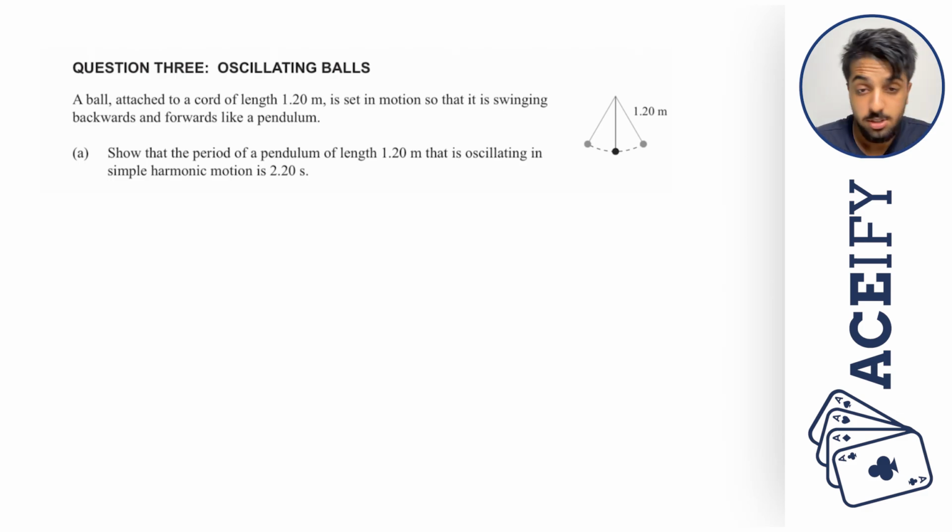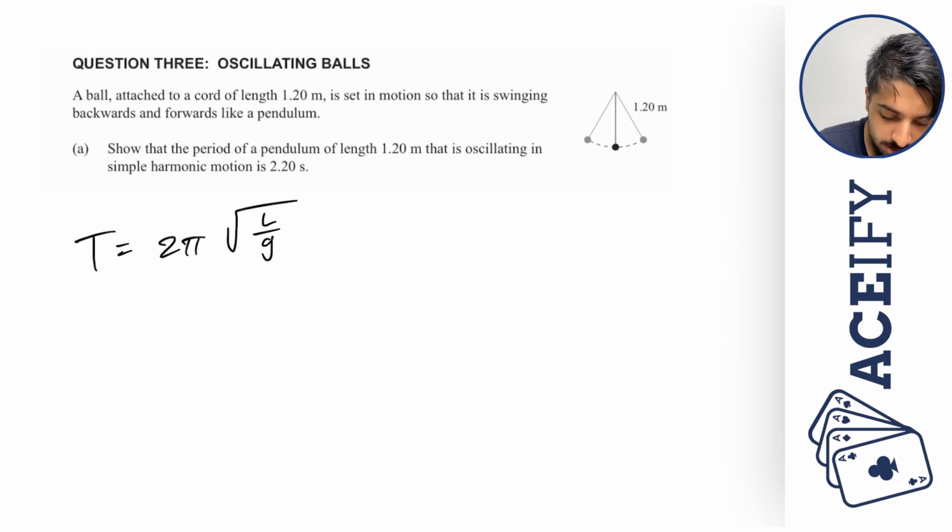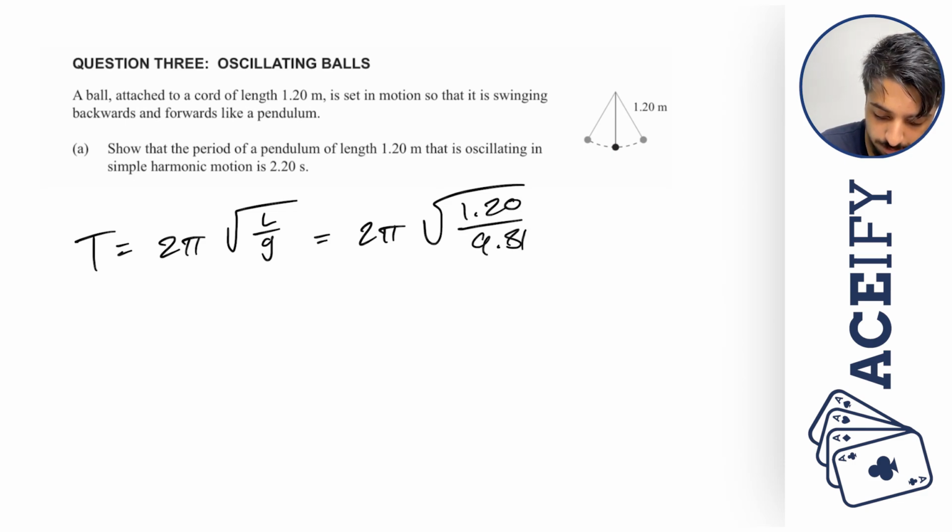Okay, question 3. Okay, so show that the period of a pendulum of length 1.2 meters that is oscillating in simple harmonic motion has a period of 2.20 seconds. Okay, so this is a very simple achieved question to start us off. We have our period is equal to 2 pi square root length over acceleration due to gravity. And so we can just simply plug in our numbers. 2 pi square root the length, which is 1.2 meters, all over 9.81. And that gives us a period of 2.2 seconds.